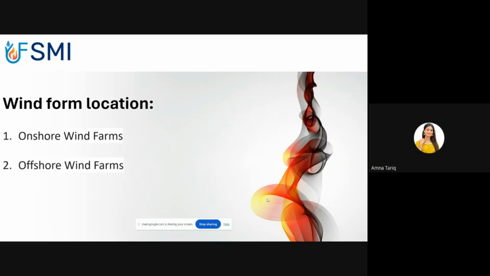So here we have two forms, two locations of wind farm. Number one, onshore wind farms, and the second is offshore wind farms. Onshore means we install at the surface of the earth, and offshore we install at the sea. So offshore is very important for wind farm location.